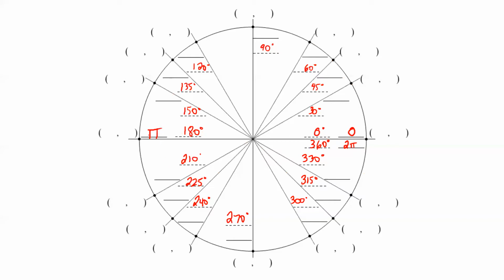Then from there, what I like to do is I say, okay, if that's 1 pi, then half of that would logically be pi over 2. And then half of pi over 2 would be a quarter of a pi, or pi over 4.